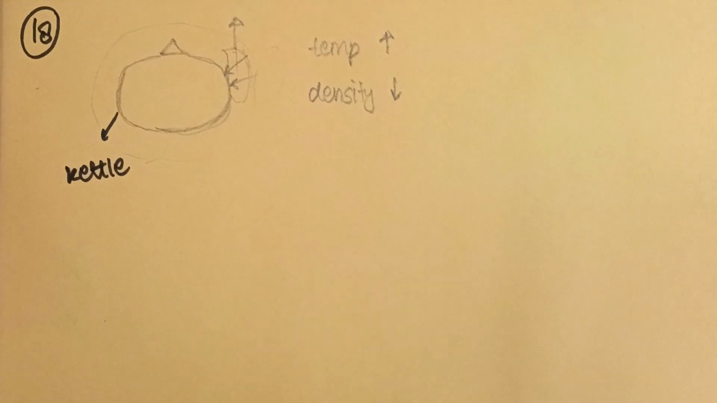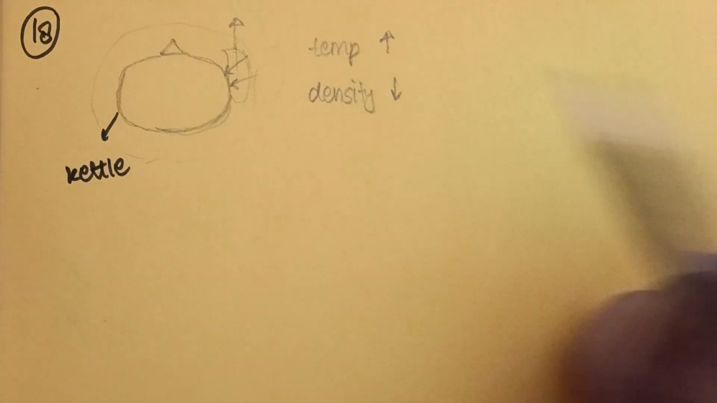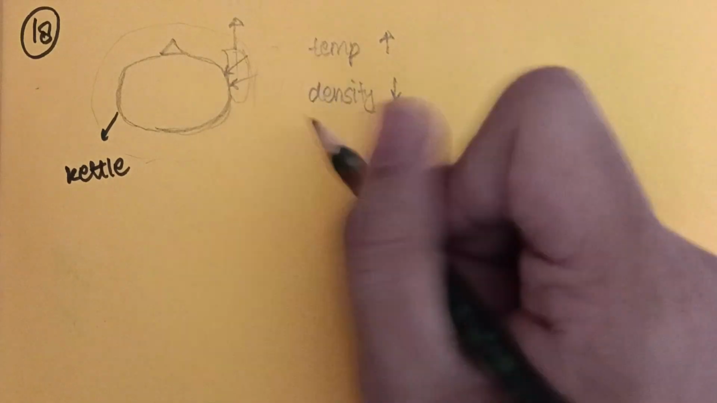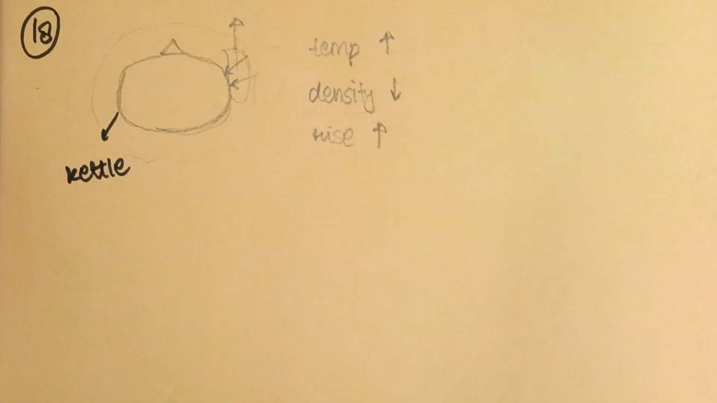Another explanation for why they will rise is that their density is lower than it was previously. Lower density fluids rise always. You can remember this. So they will rise. Let's see the options now.